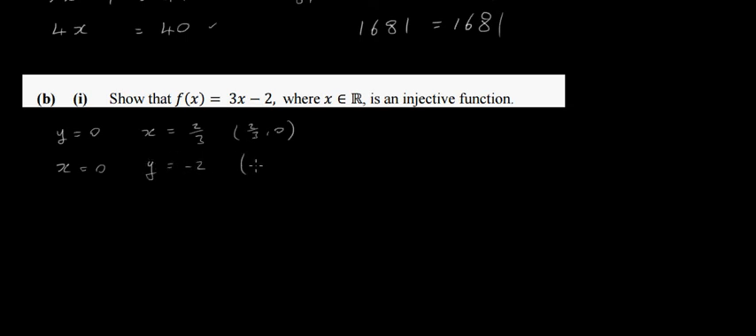So another point would be 0, minus 2. Let's just pick one more. Let's say x is 1. Okay, x is equal to 1. That'll give me y is equal to, if x is 1, you get 3 minus 2, yeah, y is 1 as well, so we'll just have 1, 1.